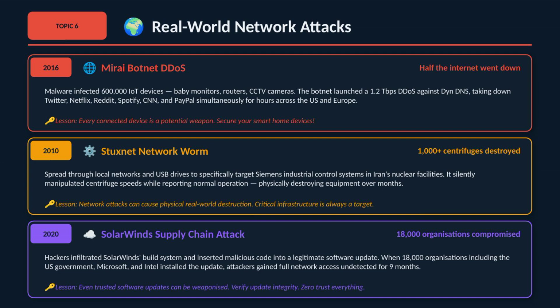When 18,000 organizations, including the US Departments of Treasury, Homeland Security, and State, plus Microsoft, Intel, and Cisco, installed the update, the attackers gained full, silent network access. The breach went undetected for 9 months. The lesson: even software updates from trusted vendors can be weaponized. Verify everything. Trust nothing blindly.